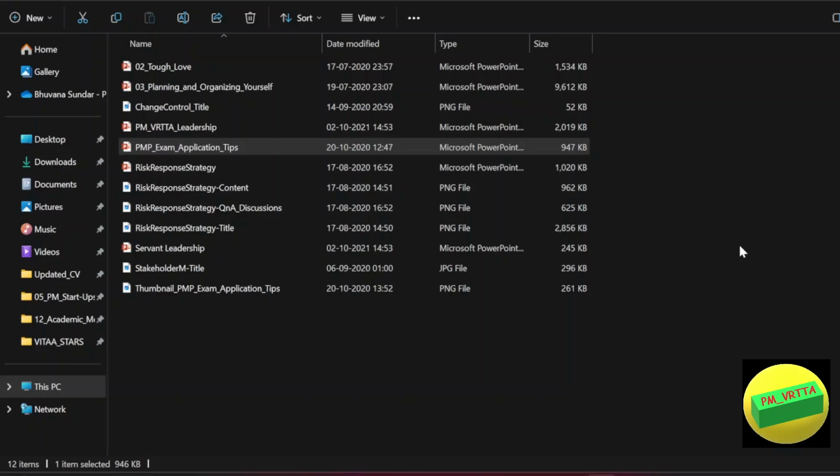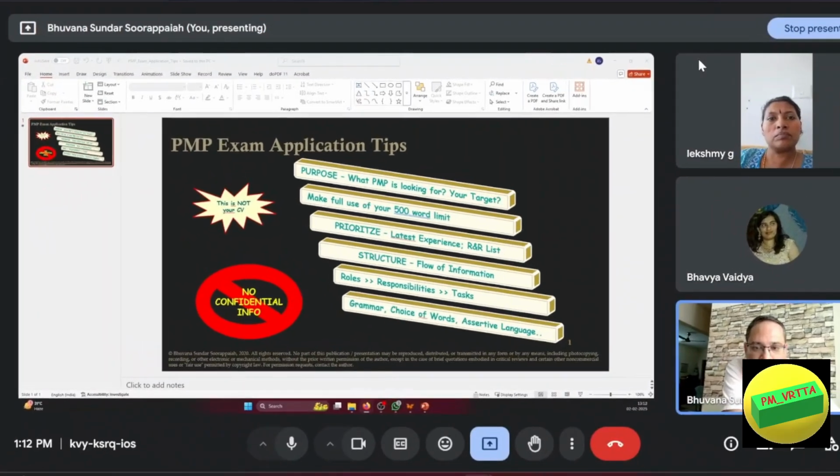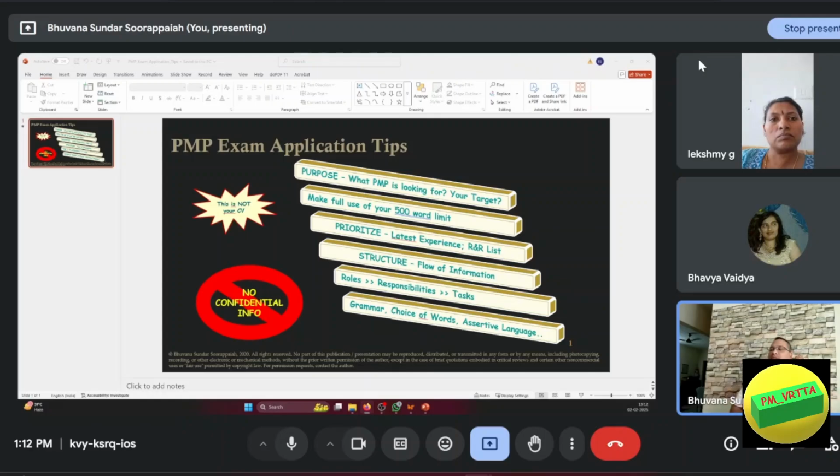Yes. Okay. So these are some tips. Of course, as I said, no confidential information, like the customer names or any business information or strategies that can be revealed. You don't have to. Remember, this is not your CV. So when I say this is not your CV, you don't have to give the entire history of what you did. And you have a limited space.